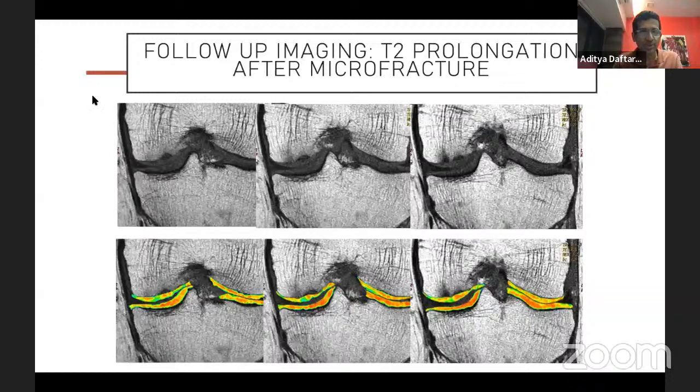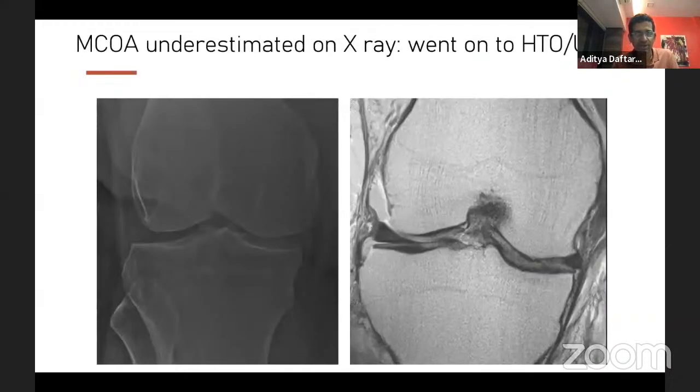If we look at these two image sets post microfracture, the cartilage looks quite congruous and seems to have healed well. But when we look at the T2 maps, you can see a change in the T2 relaxivity in this area. That probably indicates this is not hyaline cartilage but fibrocartilage, because it has a different relaxivity compared to the adjacent articular cartilage. So for whatever that's worth, you get that information.